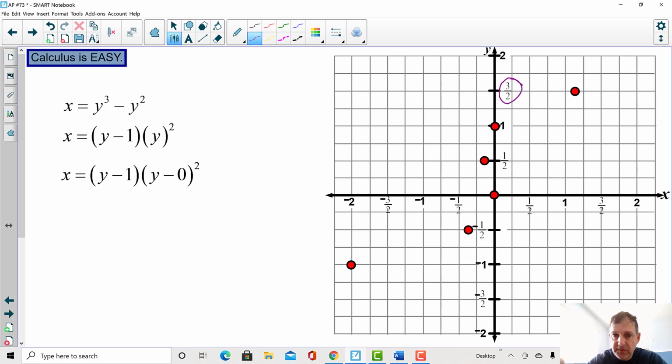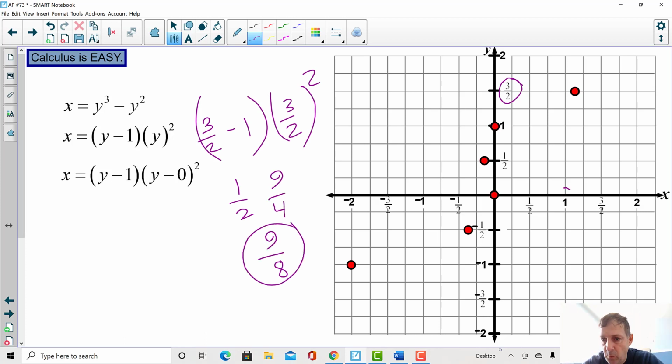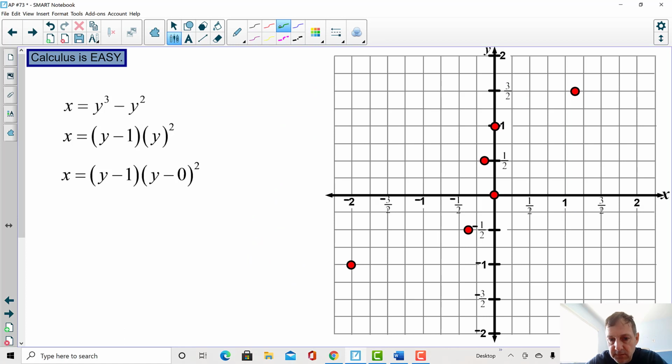Let's plug in y equals 3/2. That's going to give me 1/2 times 9/4. So I'm getting 9/8 as my answer. So if you go to 1, that's going to be 8/8. So I'm just going 1/8 more. So that's 9/8. So this is a bit tricky, but once you have some points plotted, you can start to draw the graph. Remember, you had a square there, so it's going to touch and turn around. And this one was an odd power, so it's going to cross through.